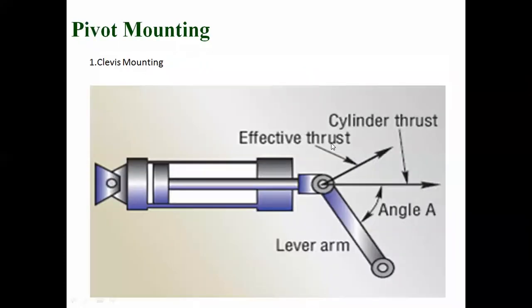The next one is pivot mounting. Pivot mounting is classified into two categories, clevis and trunnion. In pivot mounting, the cylinder is able to rotate freely. So this cylinder rotates at this axis and reciprocates also. At the same time, rotation and reciprocating action are taking place.